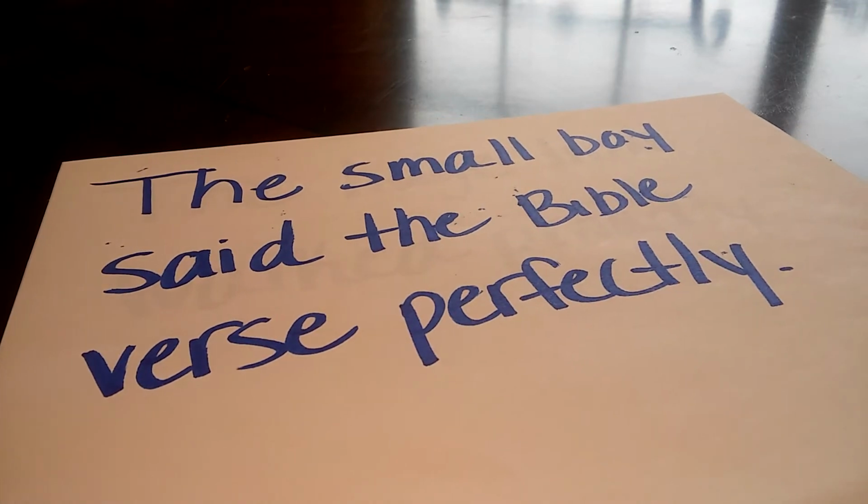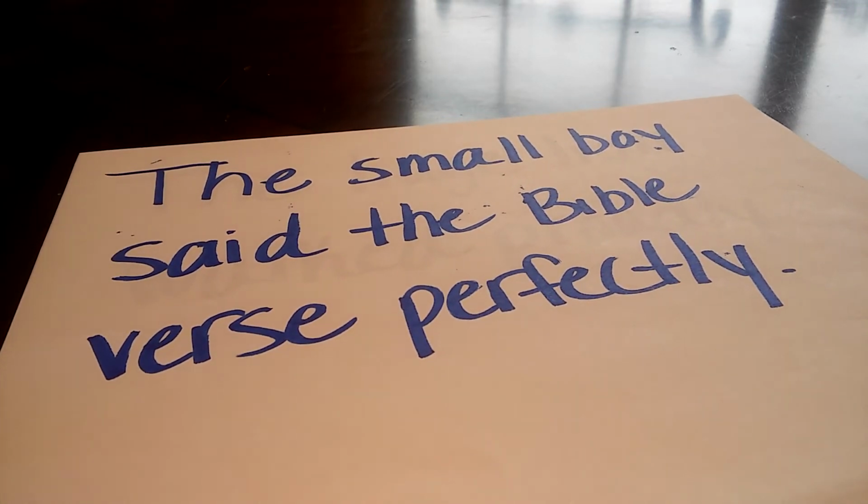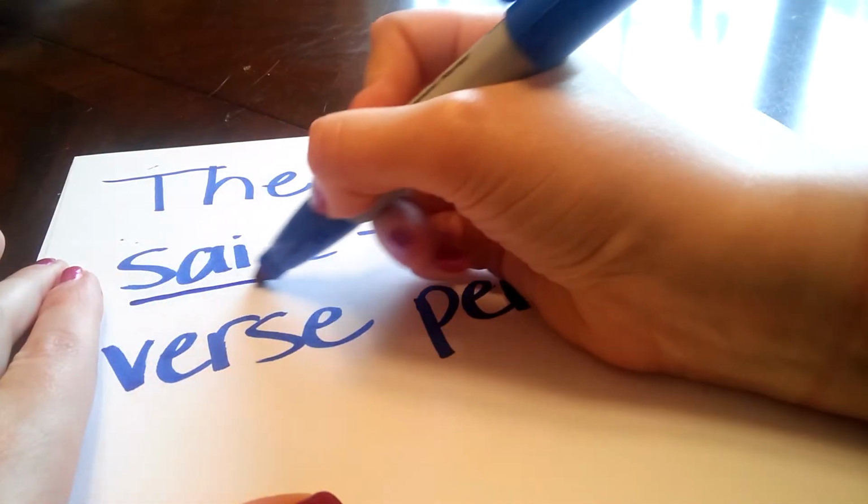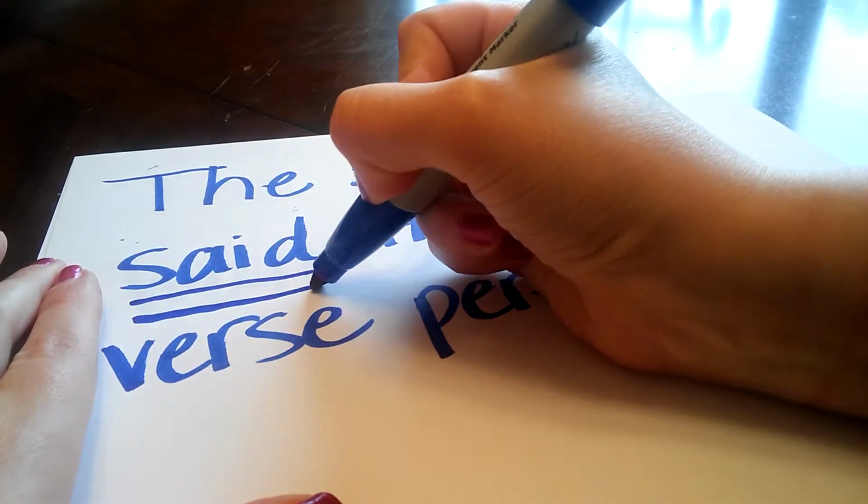Okay, let me straighten this just a little bit. Okay. The small boy said the Bible verse perfectly. Okay, I'm not going to read the directions every single time. I'm just going to go through them to save some time. So the first thing it told you on number 1 was to find the verb. So the verb in this sentence, the action word, what is the small boy doing? He said. So we're going to underline said 2 times.